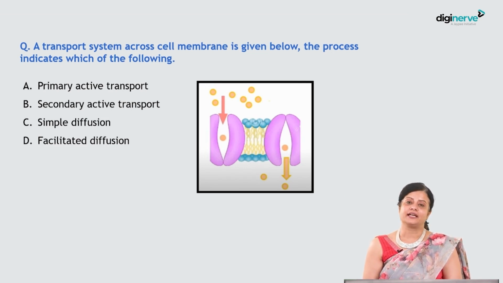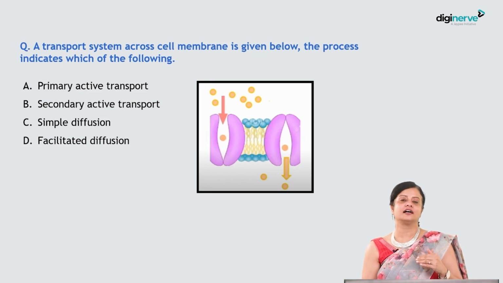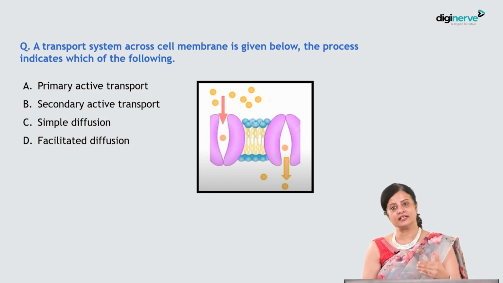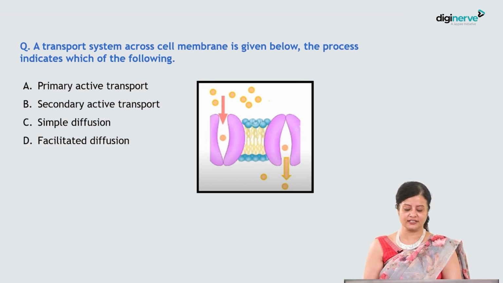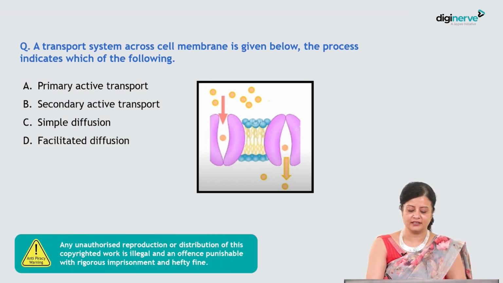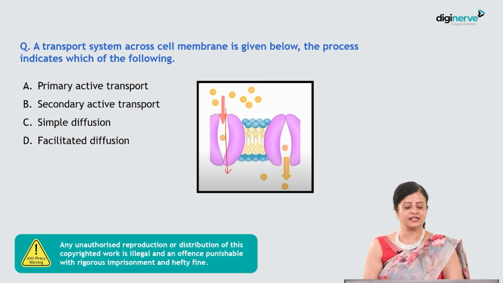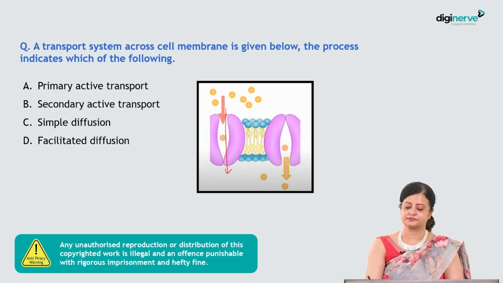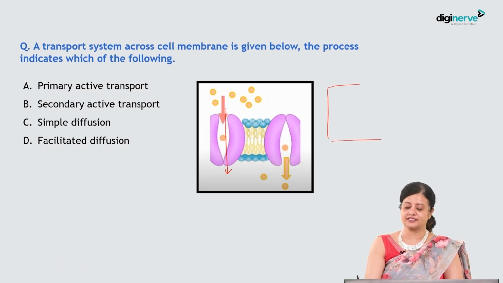Well, the primary active transport involves the utilization of ATP, in which the ions are pumped across the membrane against their concentration gradient. So in this picture, we see that the ionic movement is happening along the concentration gradient. The secondary active transport occurs when the primary active transport has created the electrochemical gradient for one ion.